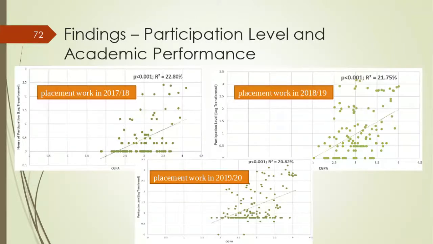So the second part is about the relationship between the participation level in the soft skill development and their academic performance. Throughout the 3 years of data, we find that the single factor effect based on the participation level is significant to their academic performance.